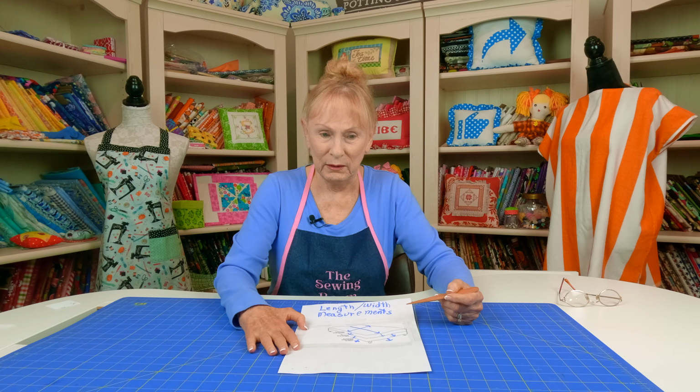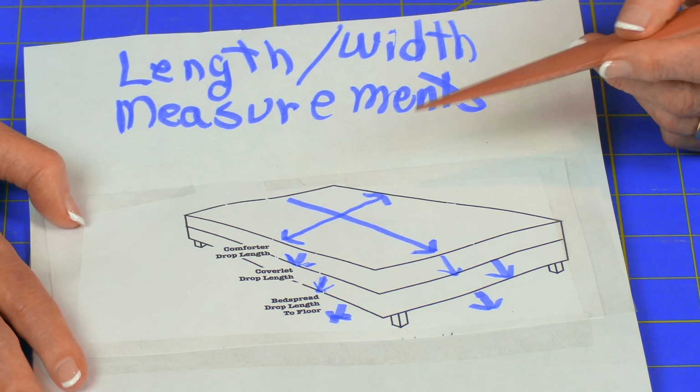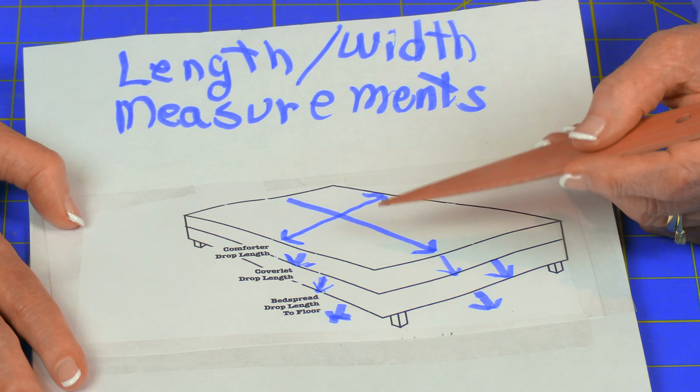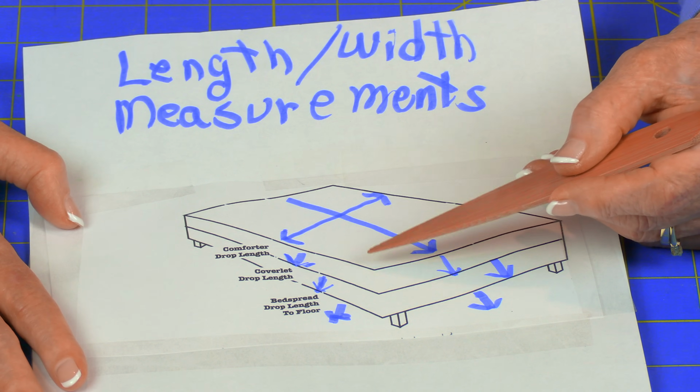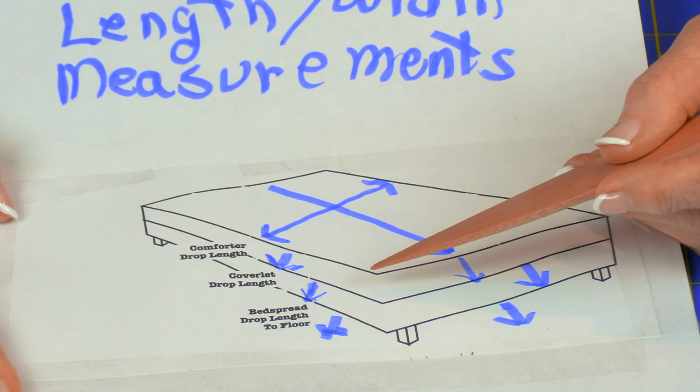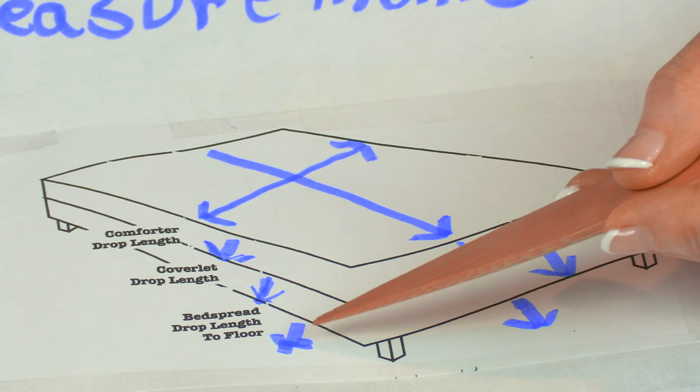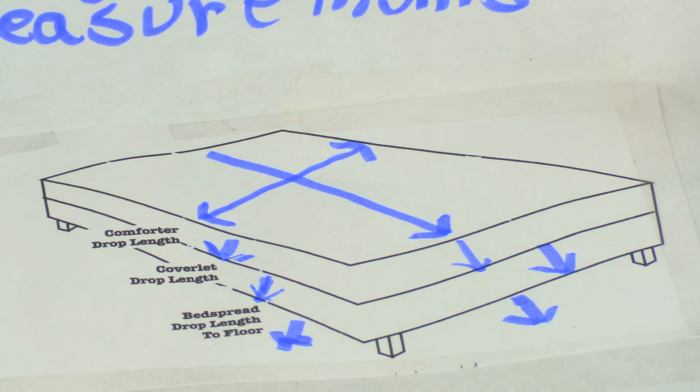Now you need to keep in mind just how big you want this quilt. Do you want it just to cover the top of the bed? Or do you want it to go over a little bit? Do you want it to cover just the mattress? Or do you want it to cover the mattress and the box spring? Or do you even want it to go all the way to the floor? So the first thing you need to do is decide that. Just how big do you want it?